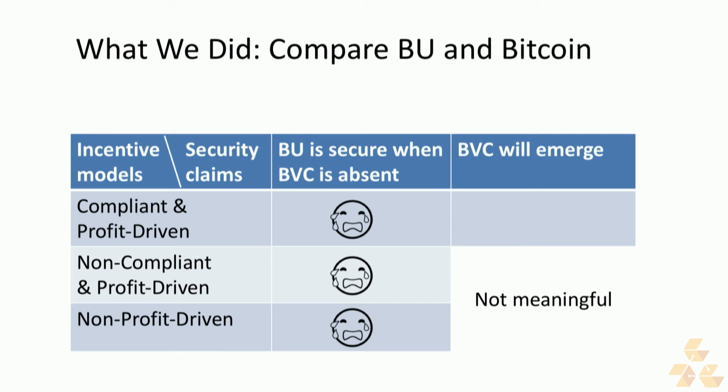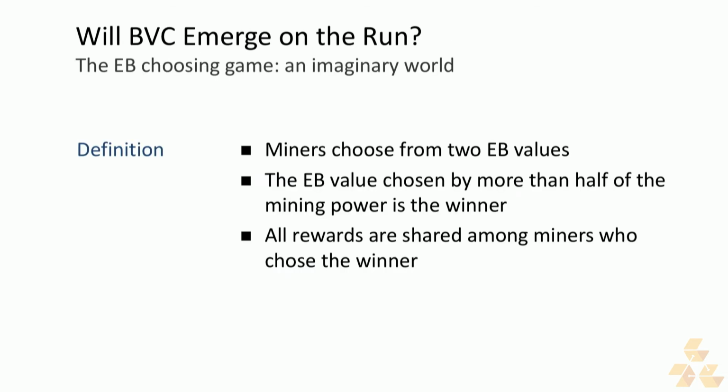So far we know that when BVC is absent in all 3 incentive models, the security of BU is worse than Bitcoin. So the remaining question is, will BVC emerge even if all miners are compliant and profit-driven? We answer this question by analyzing 2 games. The first one, we call it EB choosing game. The setting is miners can choose from 2 EB values, and the EB value chosen by more than half of the mining power is the winner. All rewards are shared among miners who choose the winner.